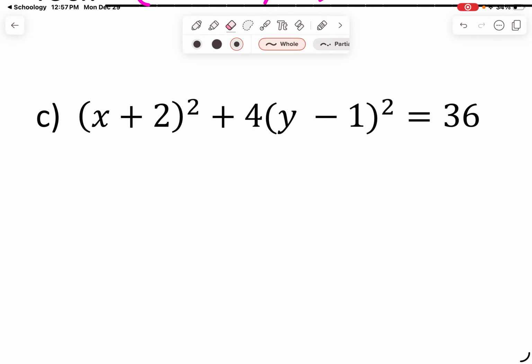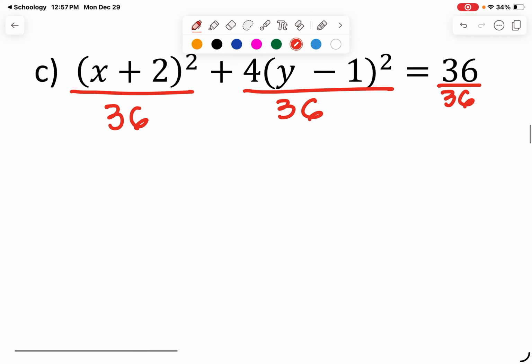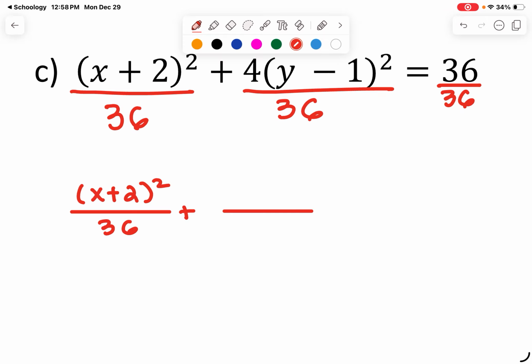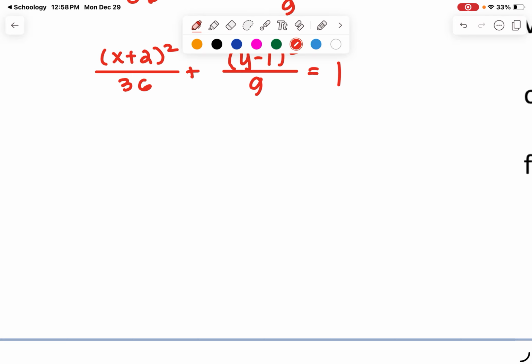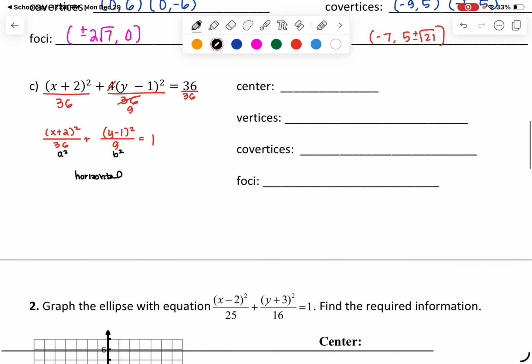So I want to get this to look like an ellipse. An ellipse is always equal to 1. So I'm going to divide everything by 36 to get it to look like an ellipse. So now I have x plus 2, quantity squared, over 36, plus, simplify this fraction. 4 goes in here once, 4 goes in here 9 times. y minus 1 squared over 9 is equal to 1. All right, so now everything else is the same here. This is a squared because it's the bigger number. This is b squared, so this is a horizontal ellipse. I don't like how my 2s are blending, but whatever. My vertex is negative 2, positive 1.